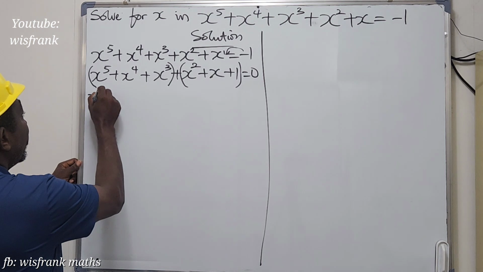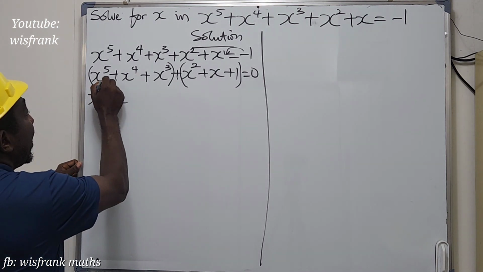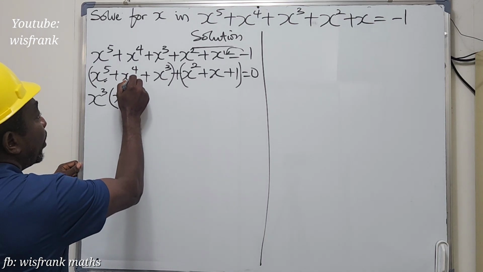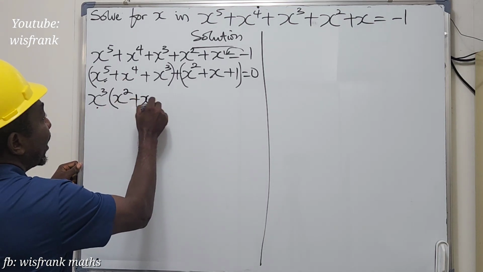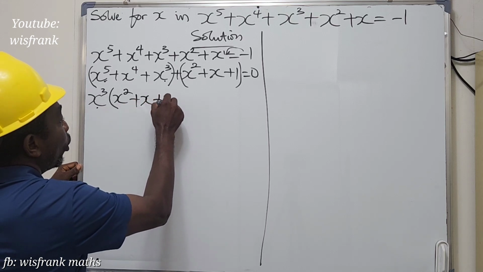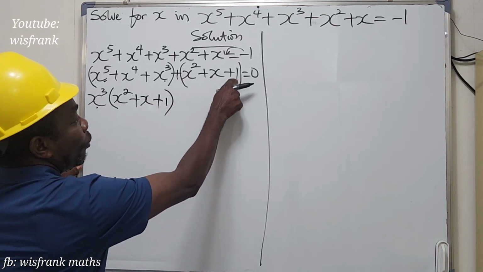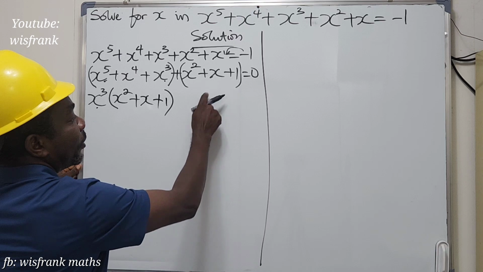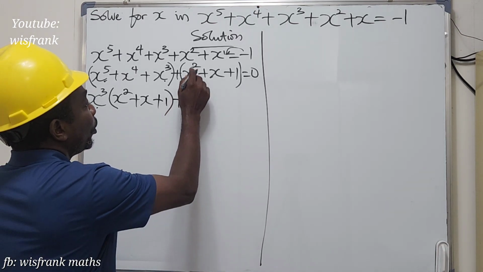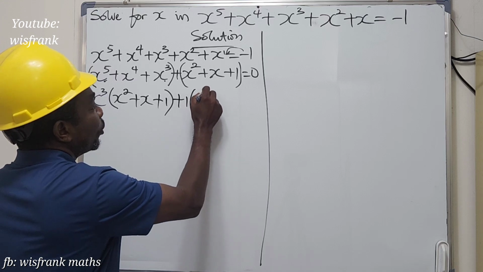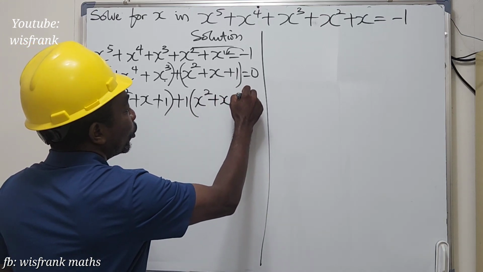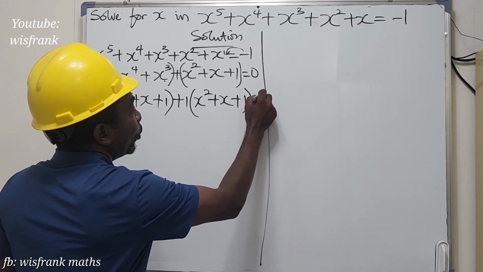So we have here x to the power of 3 into x to the power of 5 divided by x to the power of 3 gives us x to the power of 2, plus x to the power of 4 divided by x to the power of 3 gives us x. Then we have x to the power of 3 divided by x to the power of 3 gives us plus 1. In this case, we have 1 here, and 1 is common to each of these. So we are going to use 1 to factor it out. So here we have plus 1 into, divide here by 1 gives us x to the power of 2 plus x, then plus 1 divided by 1 still gives us 1, then equals to 0.